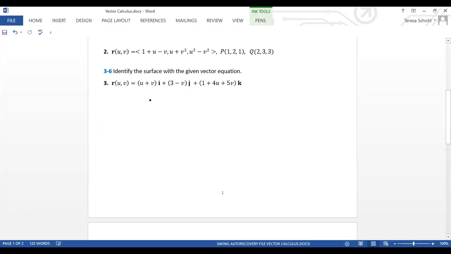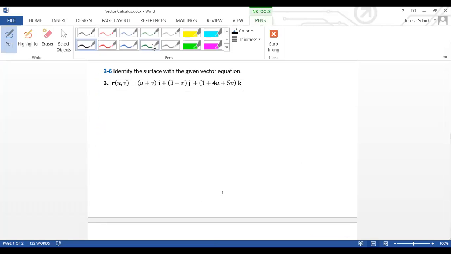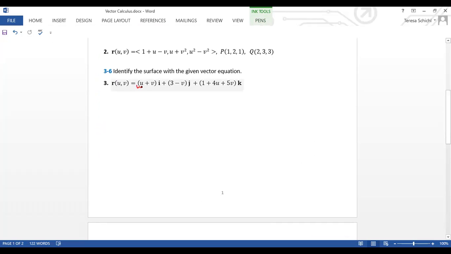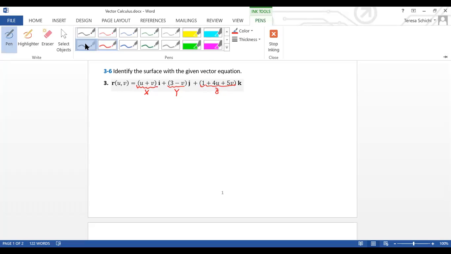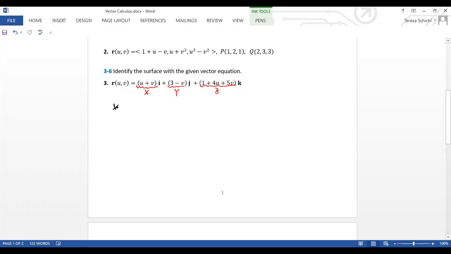For the given vector equation, that means what type of surface it will be if I try to parametrize, using these u and v's here. Okay, so we know this one is X, this is Y, and this is Z, right? So now I can say that X equals u plus v, then Y equals 3 minus v, and Z is equal to 1 plus 4u plus 5v here.